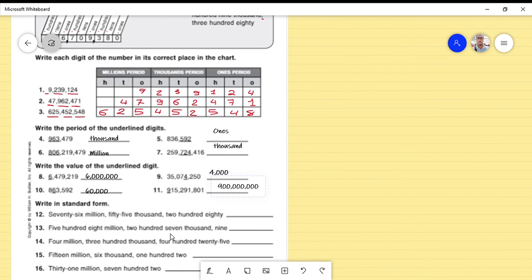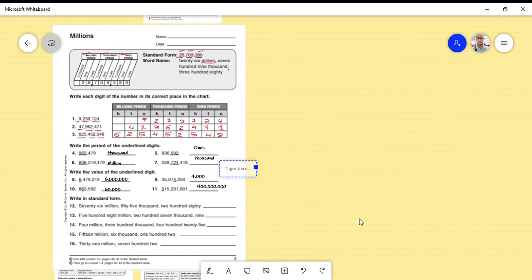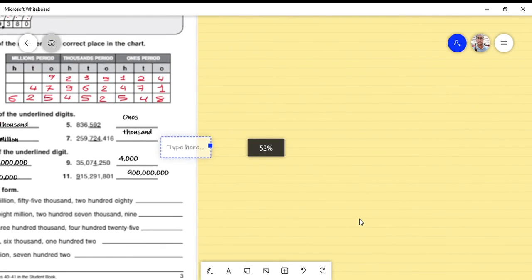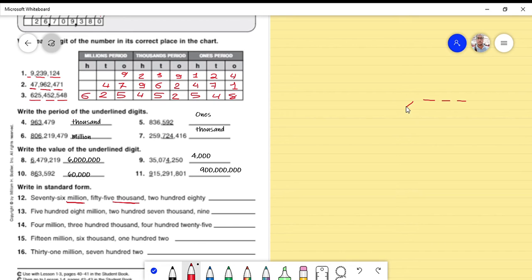So look here, question number 12. Write in standard form. Here are the commas. 76 million, 55,000, and 280. Look here, as we said before, each period is formed from 3 digits.